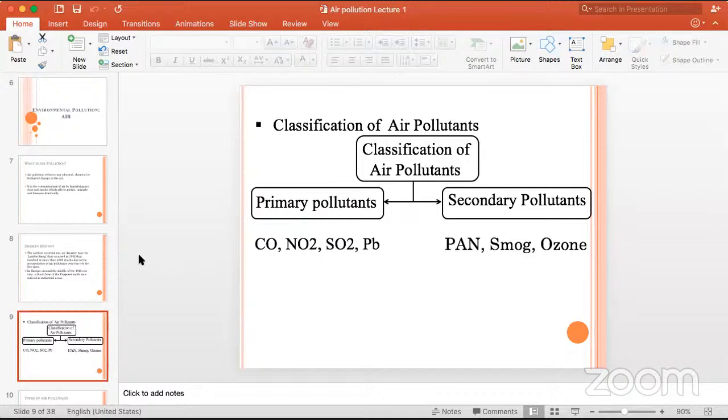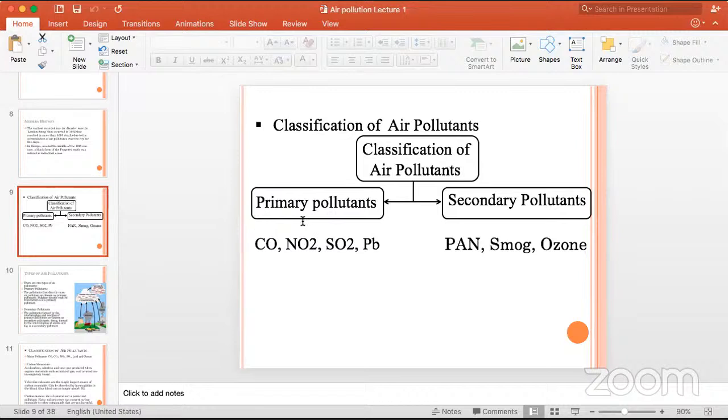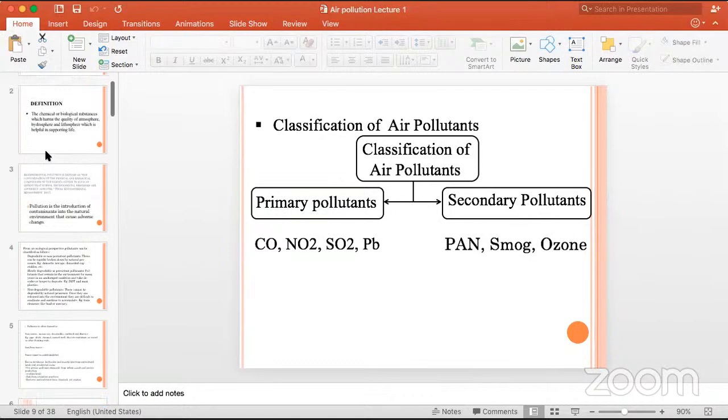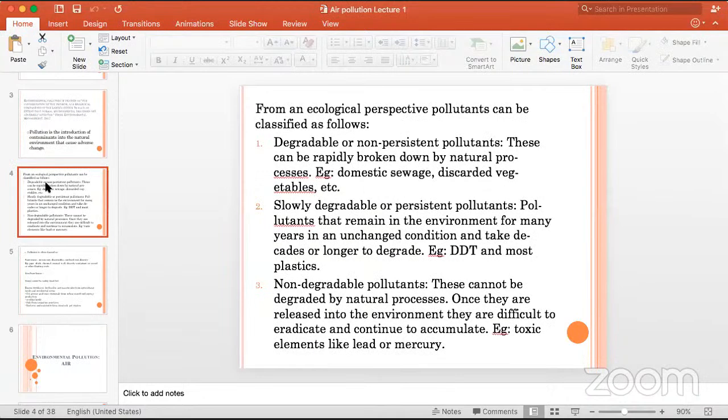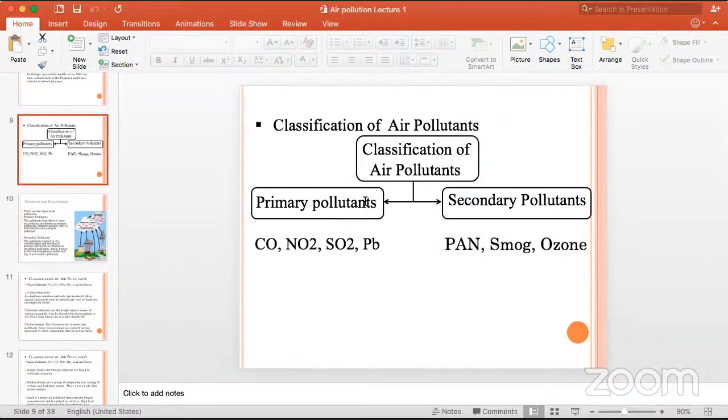In air pollutants specifically, if we have to classify air pollutants, we classify them as primary and secondary pollutants. Now, remember the previous slide that we studied: degradable, slowly degradable and non-degradable, or point source and non-point source. Both of these are for all the types of pollution, but primary and secondary is specifically for only air pollutants. Okay, it is not for water, soil, etc. It is only for air pollution.